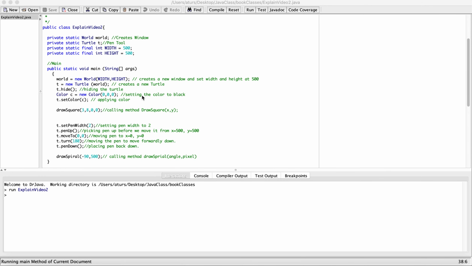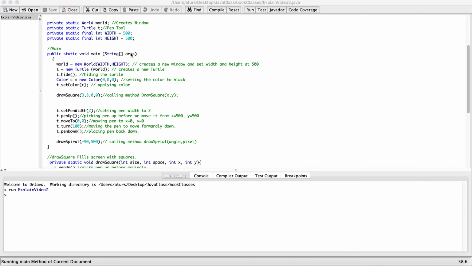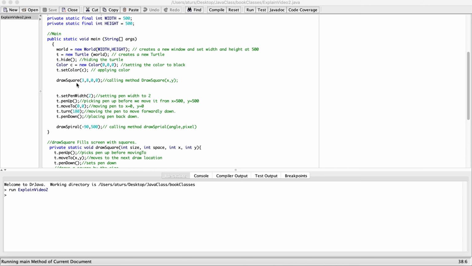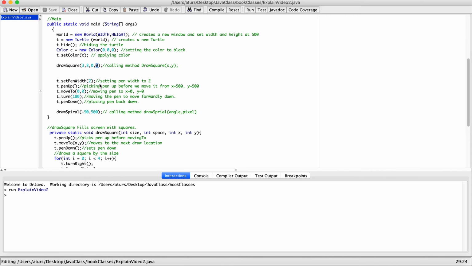And diving into the code, we build our world with a width and height under a fixed dimension of 500 and 500 to keep it a square. We are hiding our turtle. We are turning our color to black, setting our color. We draw out our square with a dimension of 3 pixels for the square, a space of 8 pixels between squares, and then we are starting off with our x and y at 0.